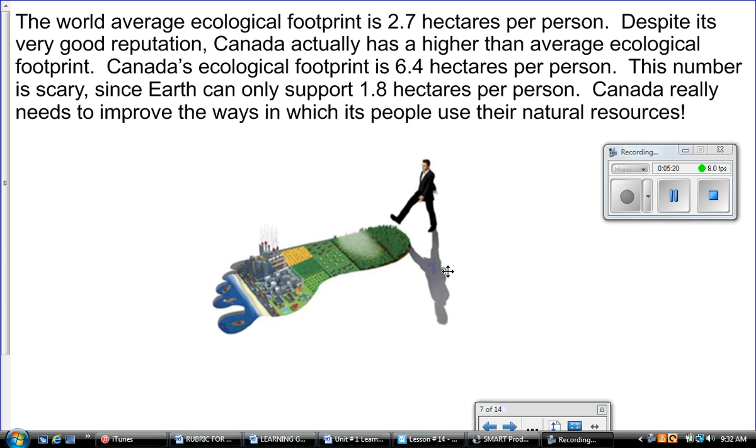I like this diagram because it just points out that Canada casts a very large ecological footprint, much larger than we really should be.